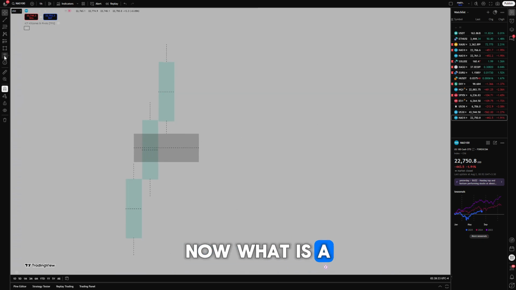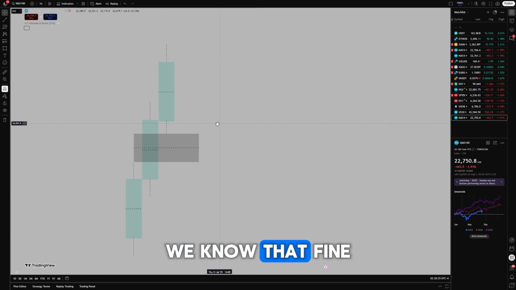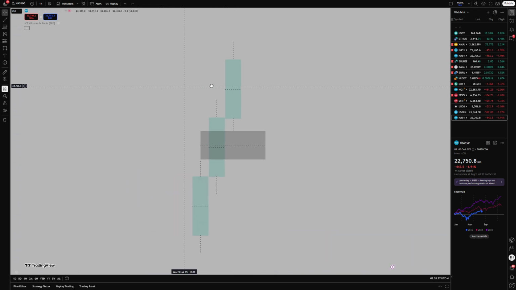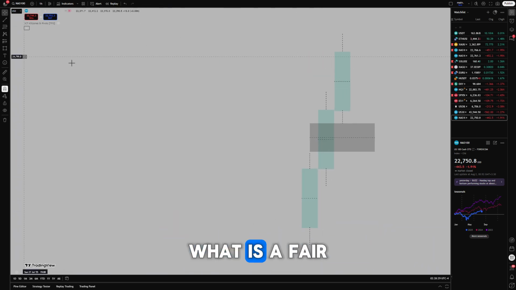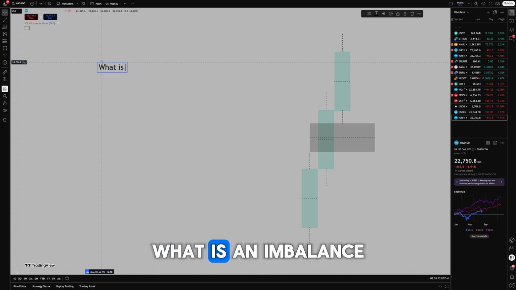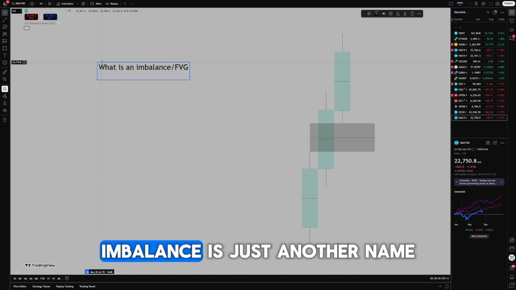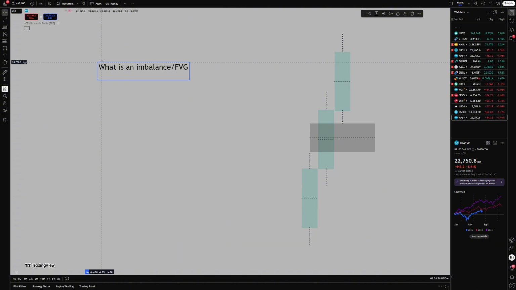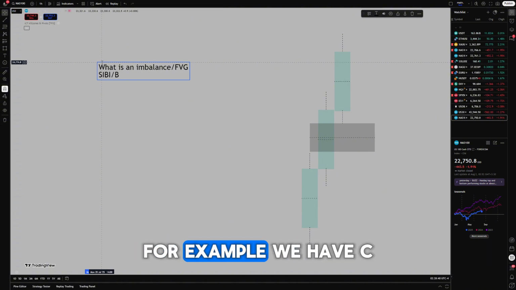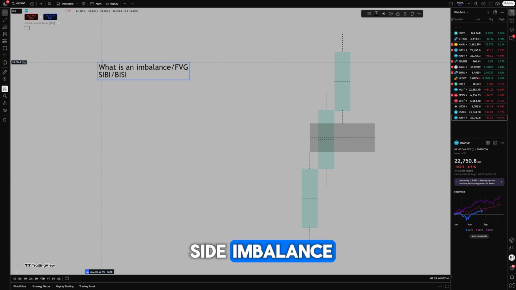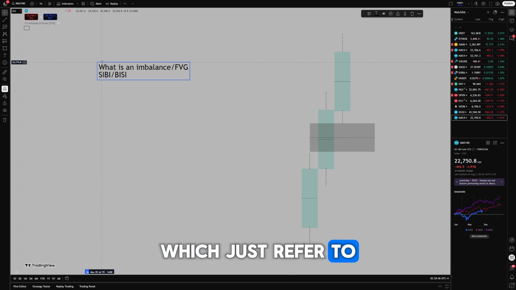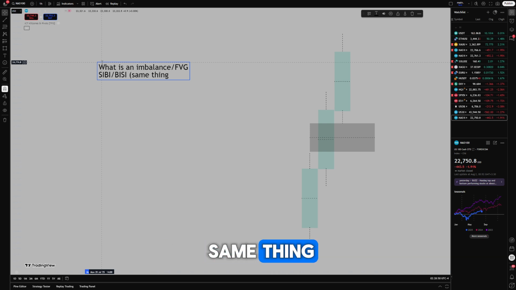Now, what is a fair value gap though? We know it's made of 3 candles and it looks like this. But what is an imbalance slash fair value gap? Imbalance is just another name. There are also multiple names for this, for example, sell side imbalance and buy side imbalance, which just refer to bullish and bearish fair value gaps. It's all the same thing.